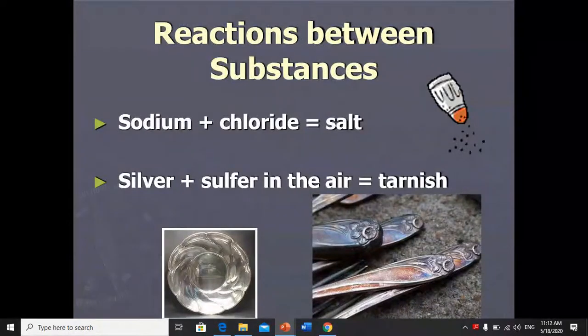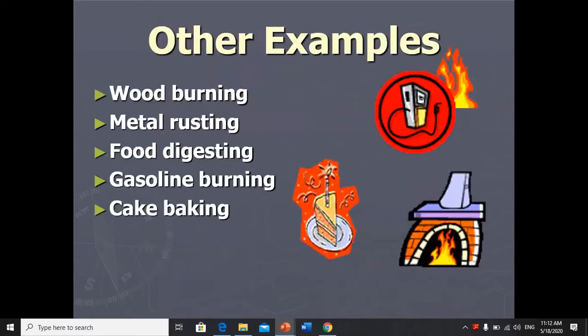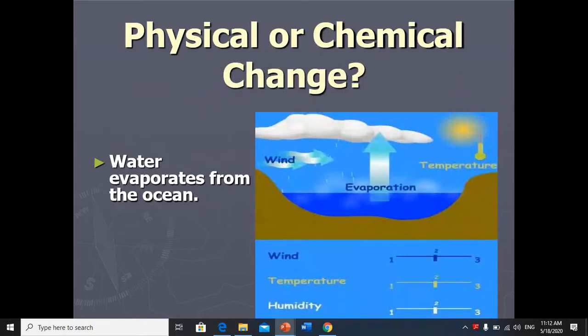The reaction between substances: two substances may react together to form a new substance, like sodium and chloride. They can form salt. Like silver, if it reacts with the sulfur which exists in the atmosphere or in the air, you will find that the silver becomes tarnished and forms a dark color. This is because of the chemical change. Other examples of chemical change are wood burning, metal rusting, food digestion, gasoline burning, or cake baking. So let's see here if this is a physical or a chemical change.